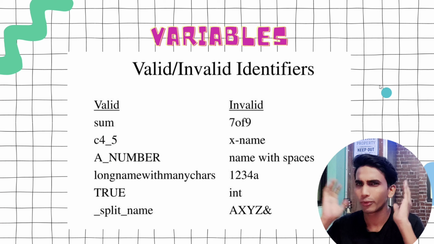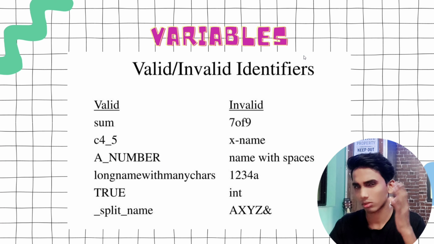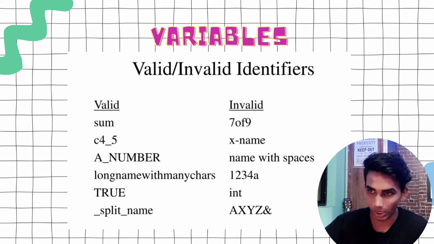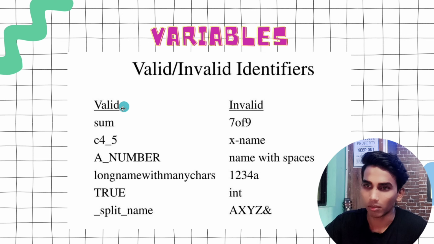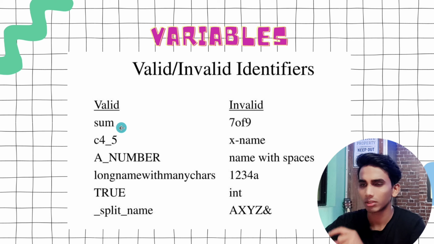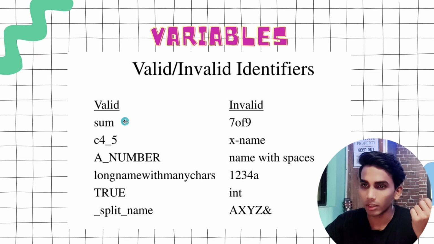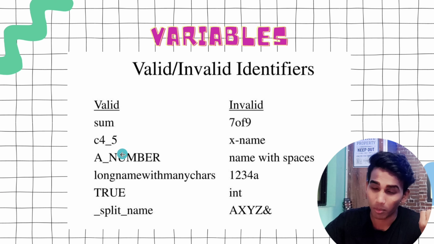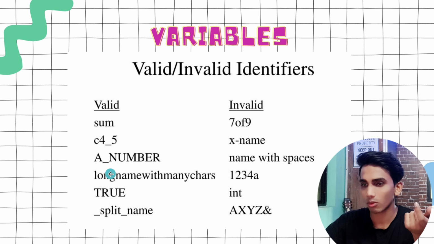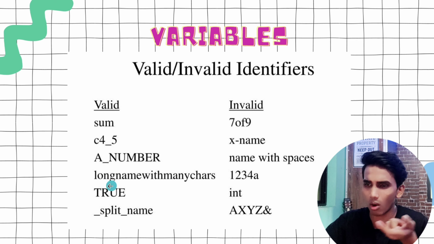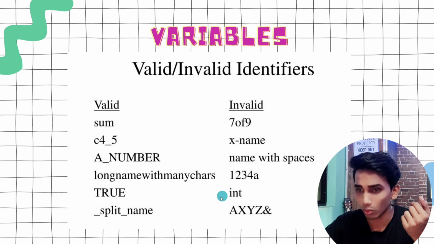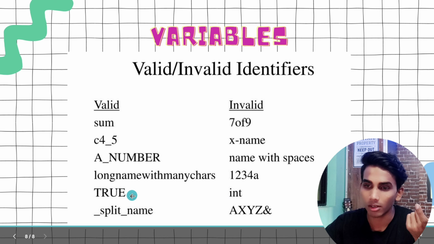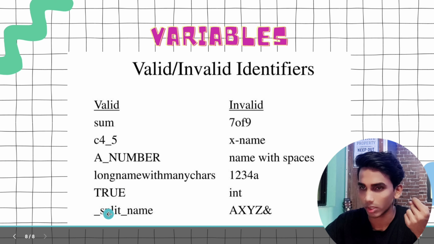So let's see a few valid identifiers, or variable names, same thing. Let's see the valid and invalid ones. Sum, written as a single word according to the rules, is a valid one. Here the first letter starts with C, the 4 is a number, and there is an underscore between them and a 5. So this is a valid one. The first one is a capital letter, so we need an alphabet, underscore, and so on. This is also a valid one, a longer one with multiple characters. True is also a valid variable name. You can start with an underscore. So this is also a rule, and we can use this one as a variable name too.